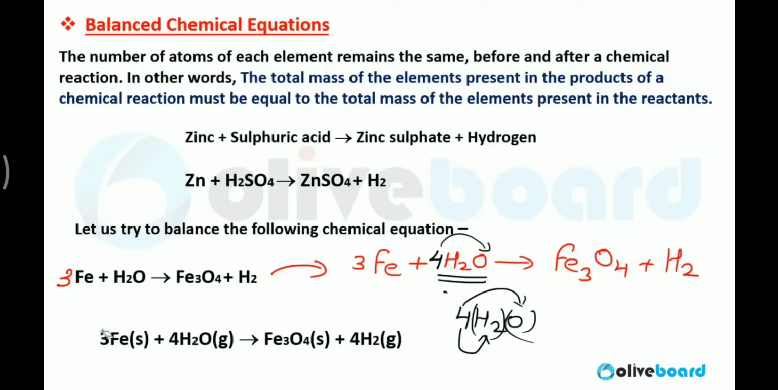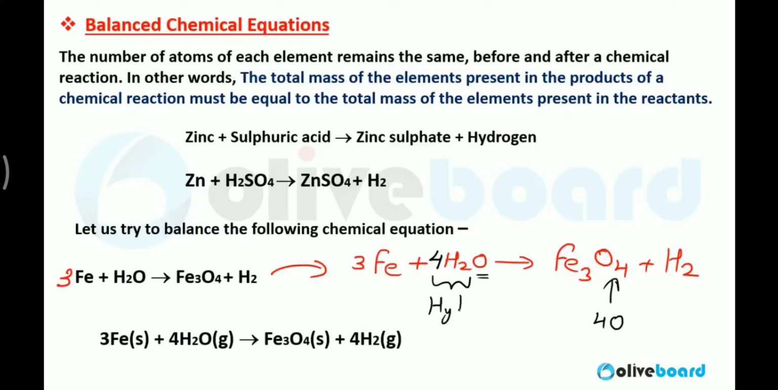Okay, so here you can see, when I multiplied the water molecule in the reactant by 4, oxygen is also balanced. There are 4 oxygen here, and you can see there are also 4 oxygen here. Now, at last, what do you need to balance? The hydrogen.